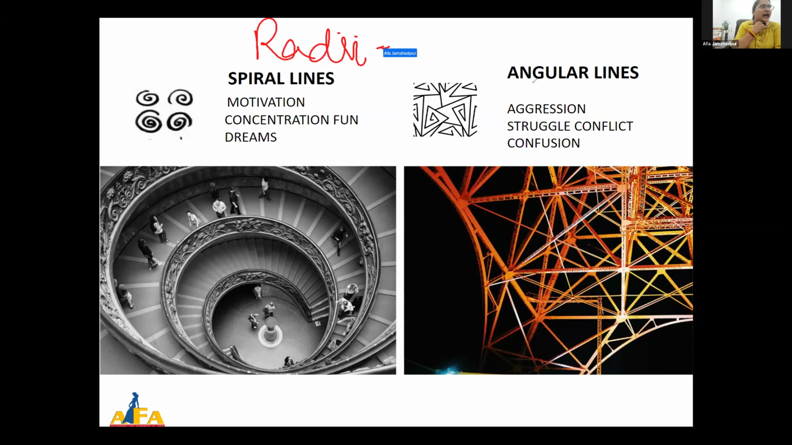Please write. I don't have any slide for this, but please write it. Radii lines means all lines passing through the same point. All lines passing through the same point. Radii lines, write it down.